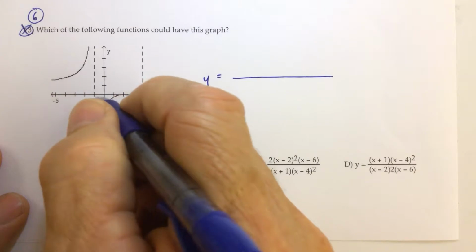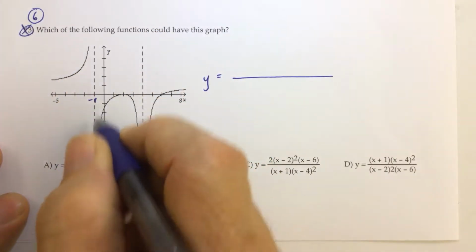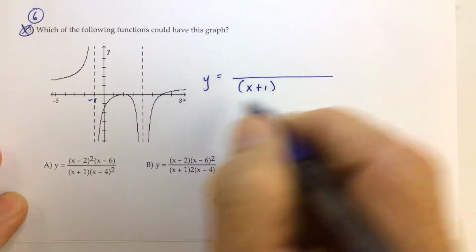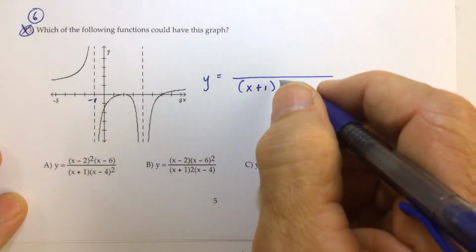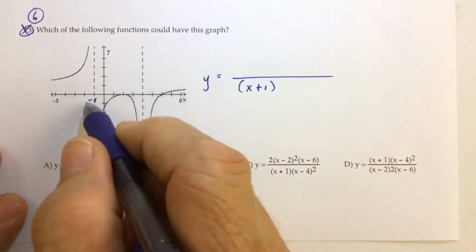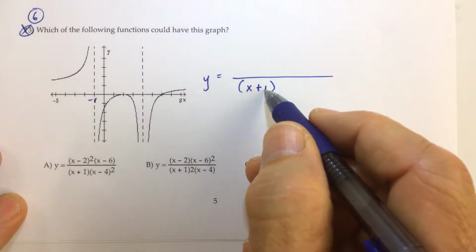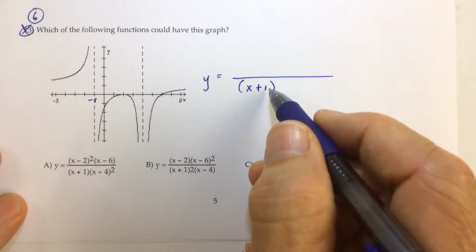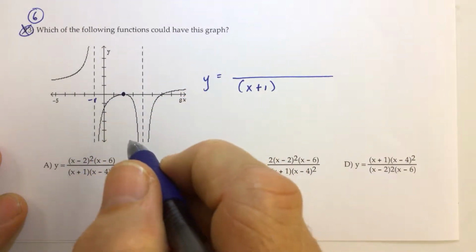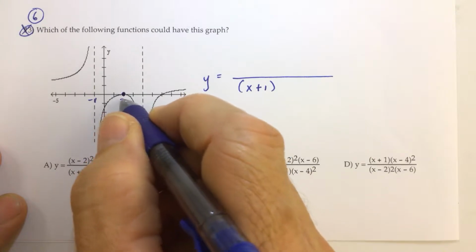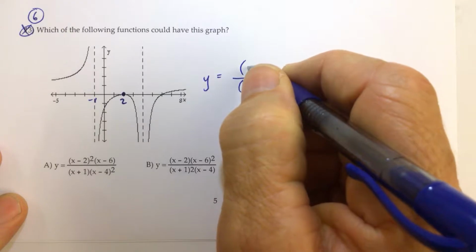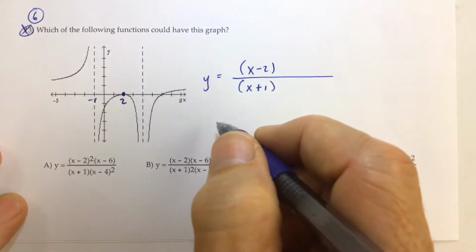So I notice here that I have -1 is a vertical asymptote, and that translates to a factor of x plus 1, or x minus -1, in the denominator. A vertical asymptote on the graph at x of -1 means an x minus that number, -1, is a factor in the denominator. Then I notice that I have an x-intercept of 2, and an x-intercept of 2 on the graph means that we have a factor of x minus 2 in the numerator.